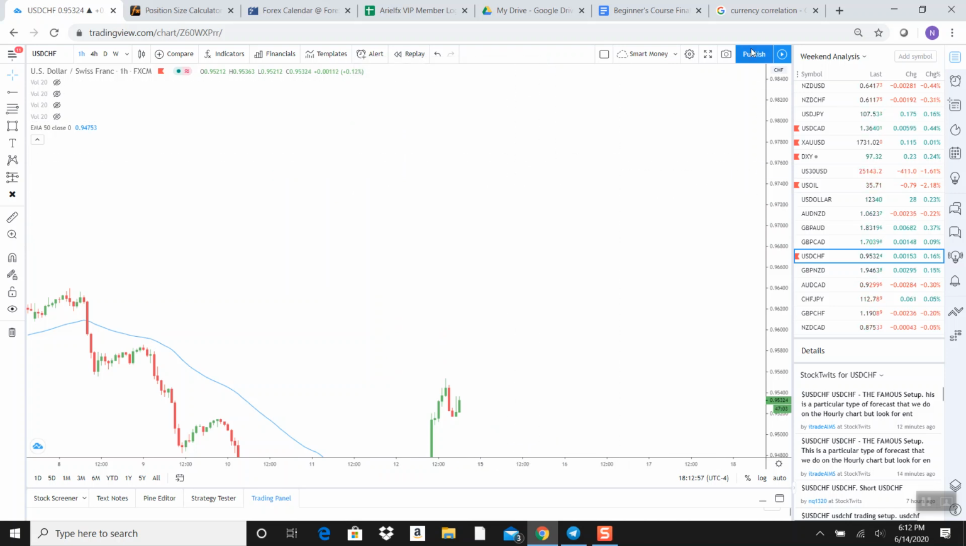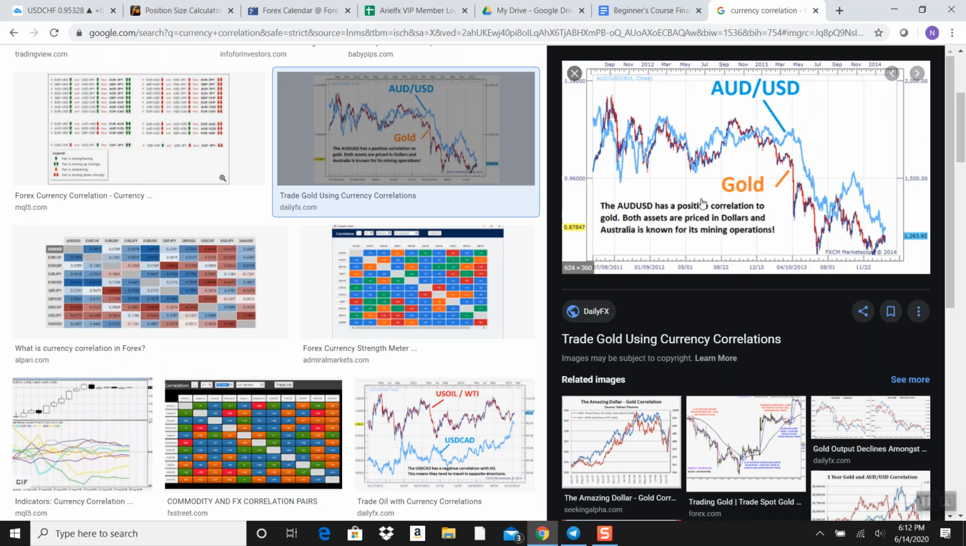All right, so I'm going to go to this chart here in currency correlation, and one that I came across that I actually use in my personal trading that I think is very important is AUD USD and gold. Now, AUD USD has a positive correlation to gold because both assets, as you can see here, are priced in dollars. Gold XAU USD, AUD USD. Okay, USD comes last in both of these pairs. And the fact that Australia is known for its mining operations.